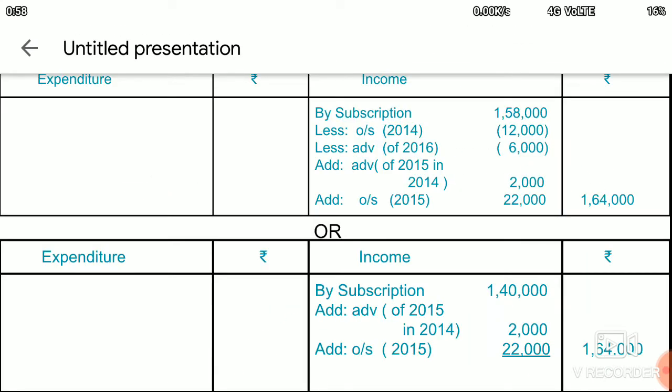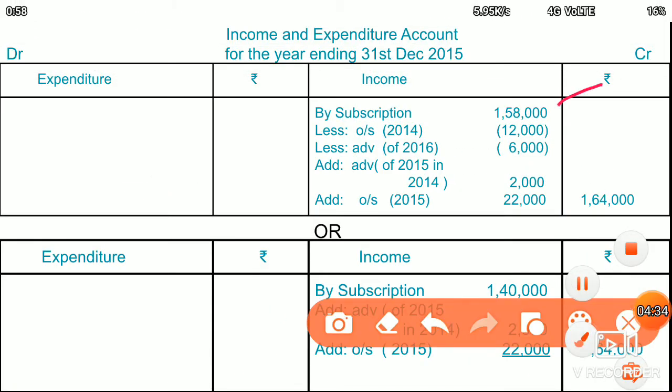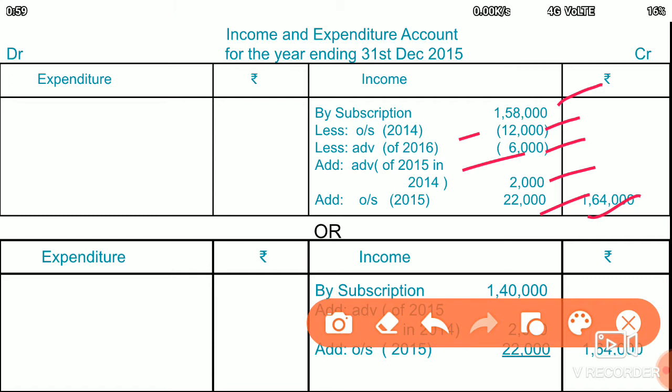So if we have to show this in our income and expenditure account, if we take the total cash received from the receipts and payments account, then we will remove 12,000 and 6,000 rupees, and we will add the advance which was received in the previous year for the current year, and we will add the actual subscription outstanding of the current year. So the total will be 1,64,000. If we try to avoid that 12,000 and 6,000, then we can directly take from the receipts and payments account the 1,40,000 cash which belongs to the current year, and then we add the advance received in the previous year for the current year, and we add the actual outstanding in the current year, and we get our total subscription of 1,64,000.